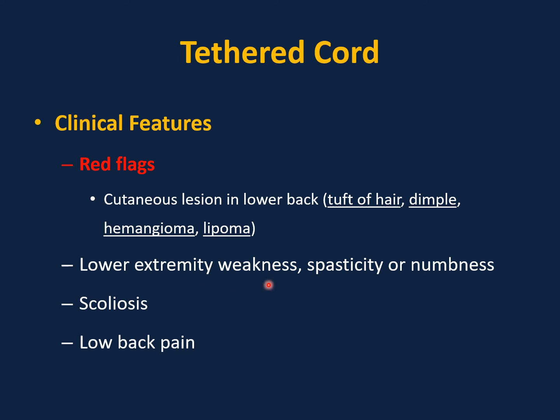Lower extremity weakness, spasticity, numbness. This is the preclinical presentation. Scoliosis, lower back pain. So it's important to keep that in mind. So for any child with any back complaint or any weakness in the lower extremities, spasticity, you have to examine the back.